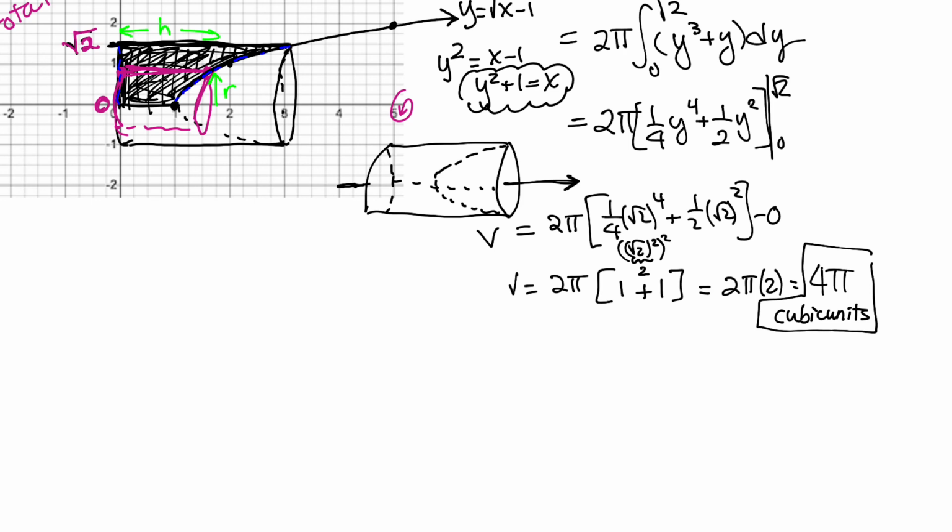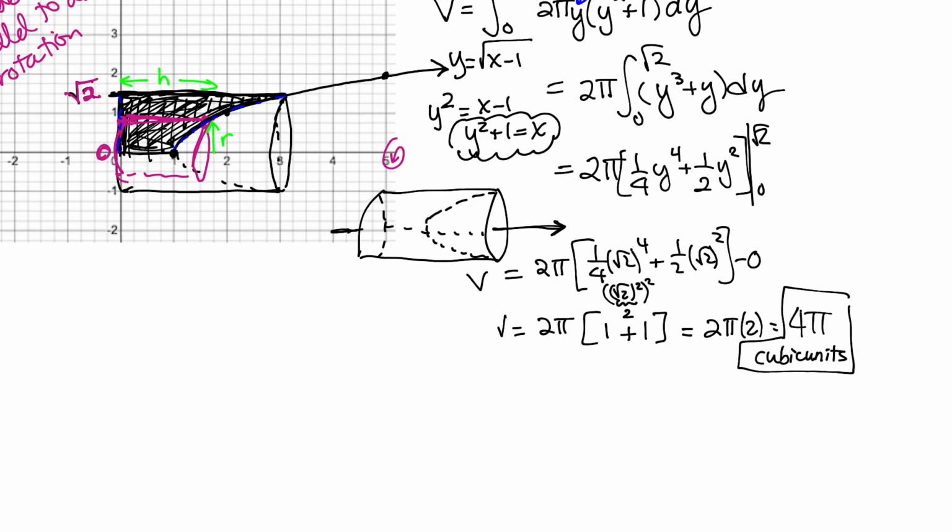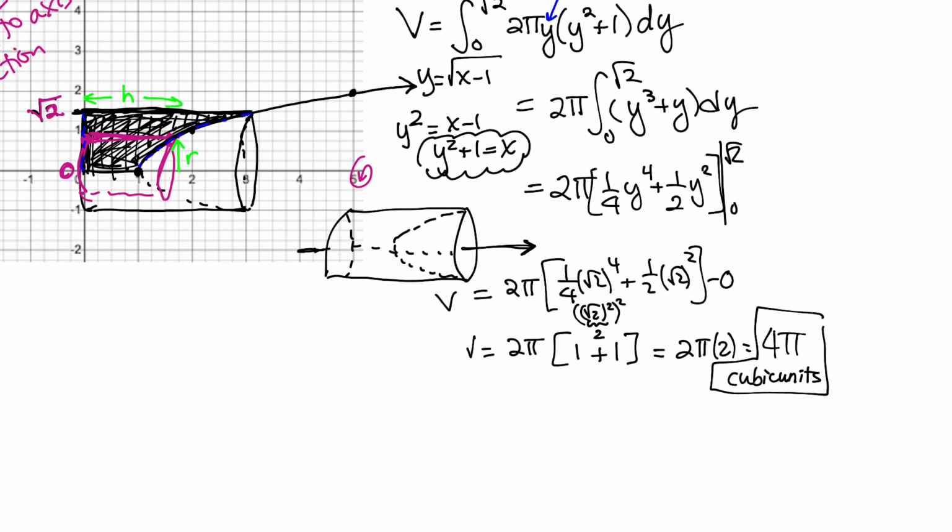So your radius on a cylindrical shell is simply your variable of integration, unless you're going around not an axis, but another line. Then your radius is going to change in relationship to where that line is. But for now, your radius is going to be just the y or just the x. Does that help a little bit? Does that make sense? Thank you for that question. Other questions?